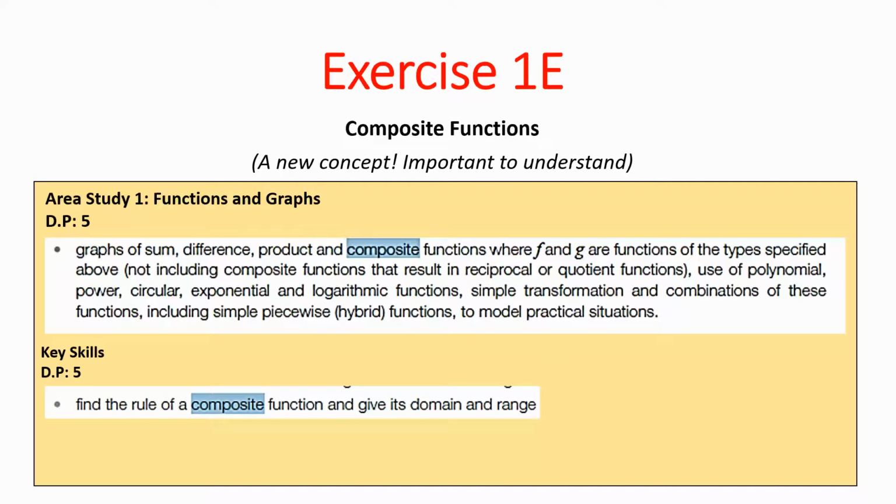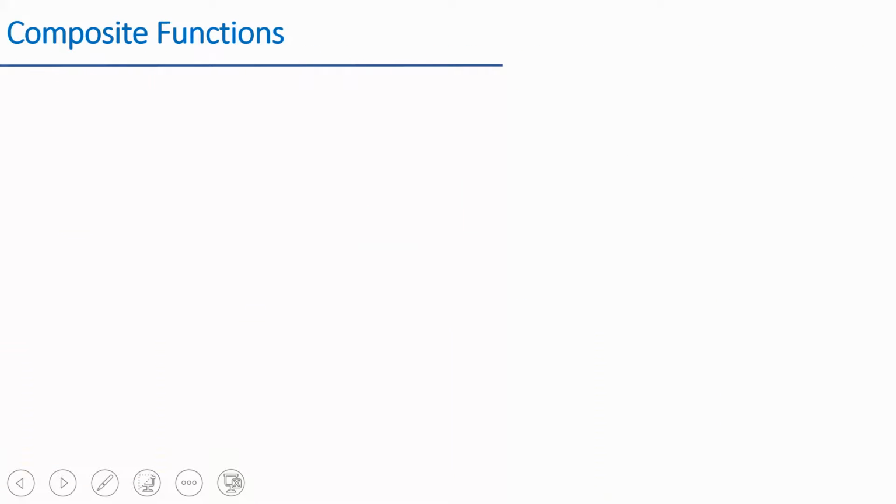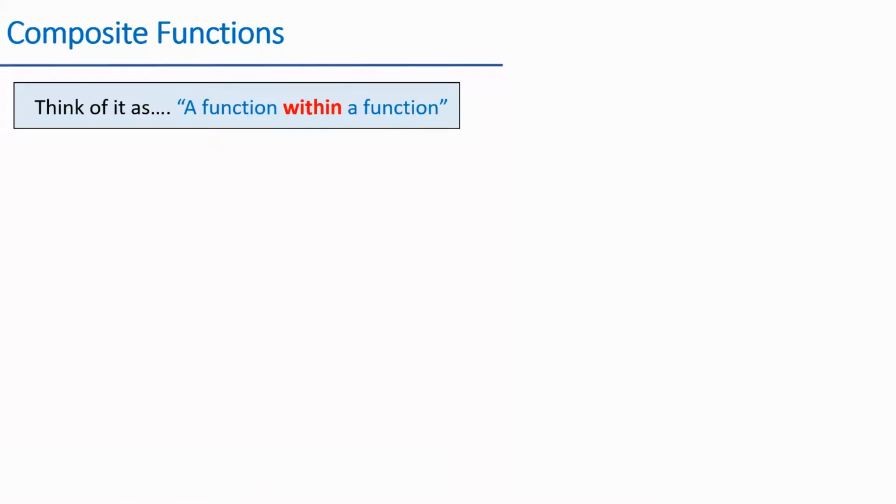Composite functions. Think of it as a function within a function, and it is possible to have a function within a function within a function. It's possible, and the same theory will still apply, but we're only starting off with the idea of a function and you have another function within it.